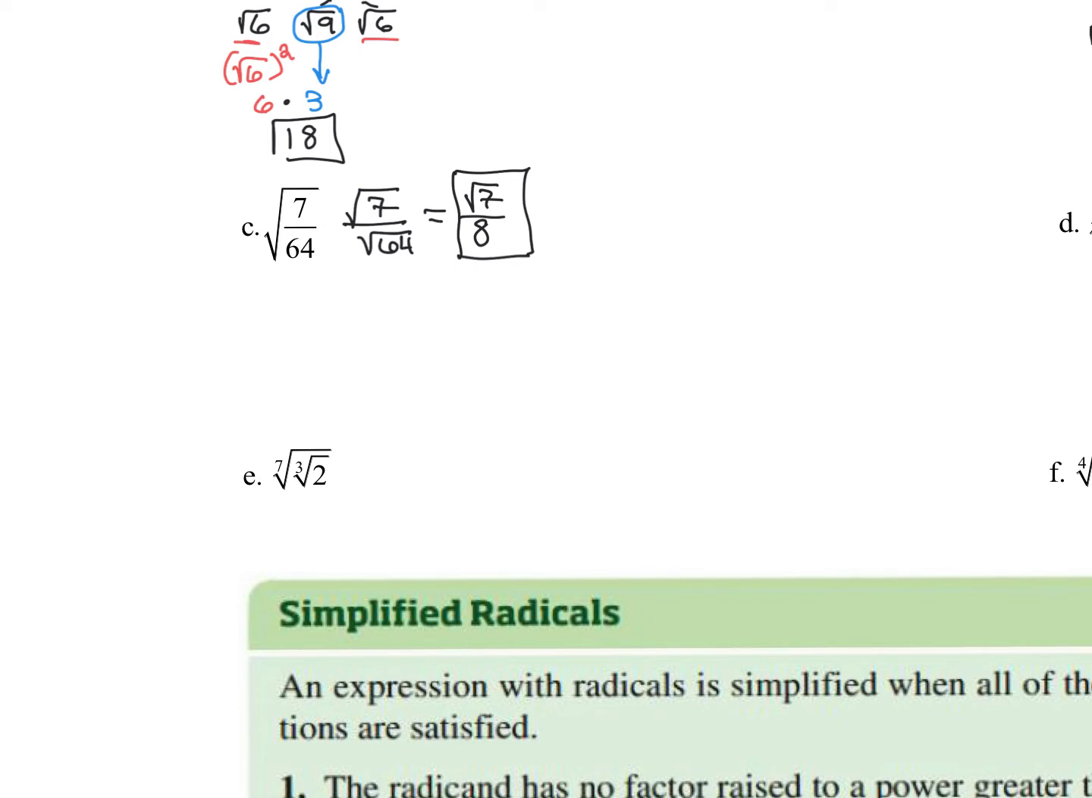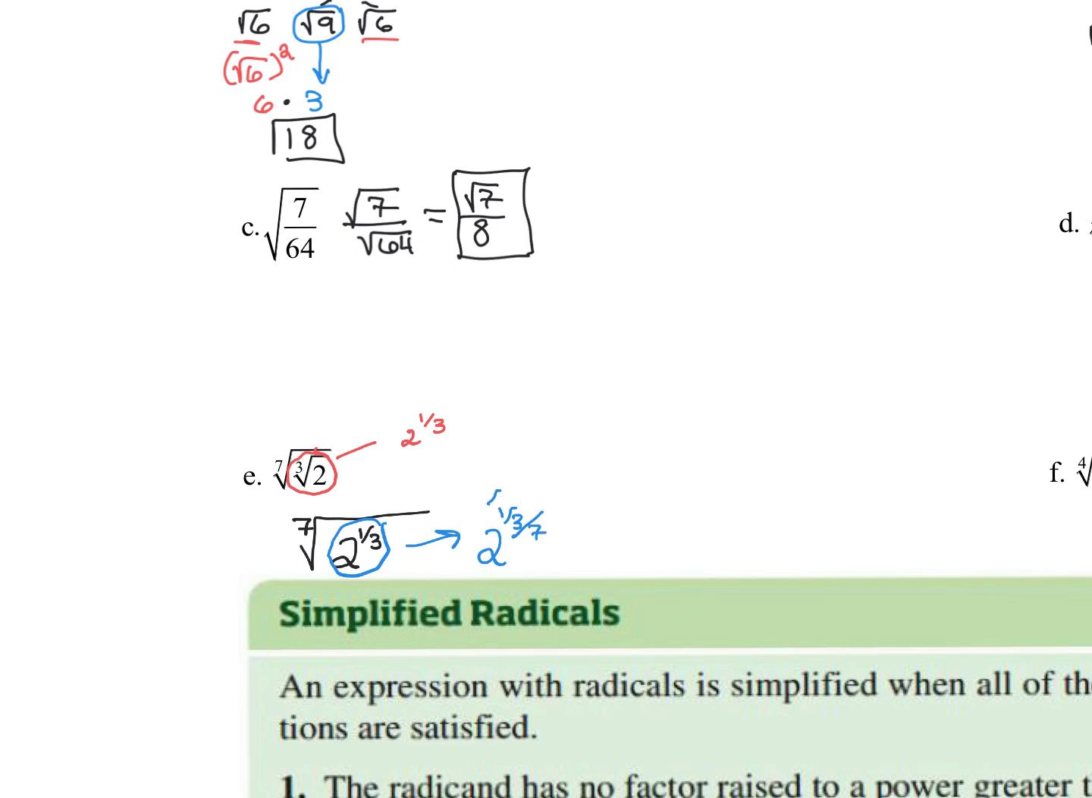Letter E looks a little bit daunting, but we're going to go piece by piece. So I'm going to take just this inside piece first. So that inside piece is 2 to the 1st power divided by 3. So now when I rewrite this, I have the 7th root of 2 to the 1/3. So now what I really have is 2. The power here is 1/3. The root now is 7.